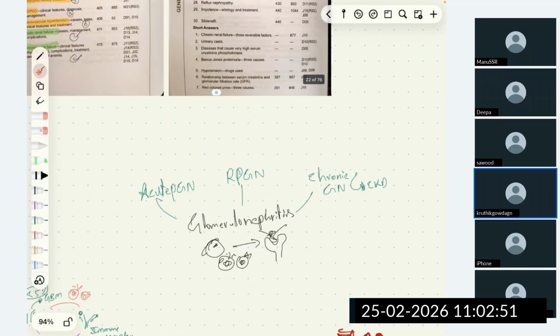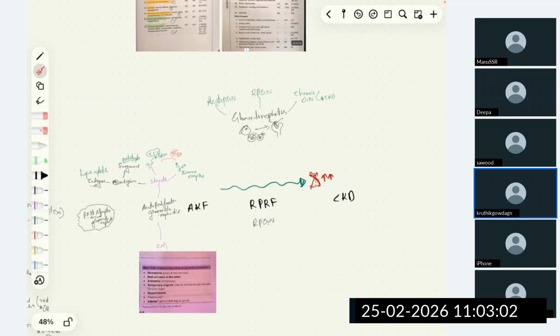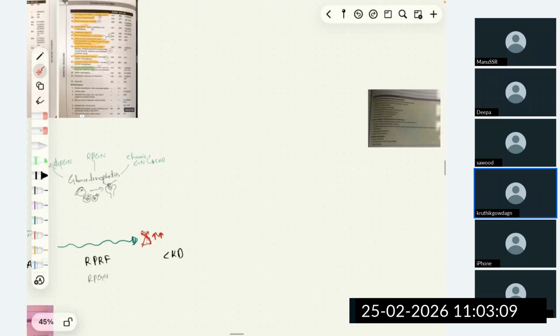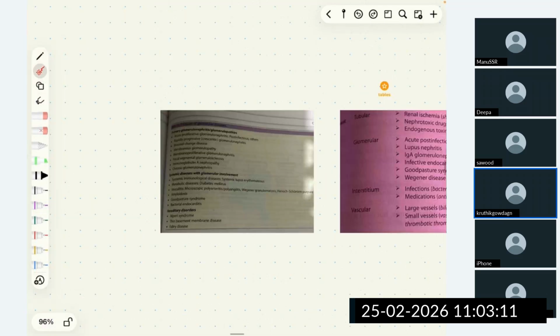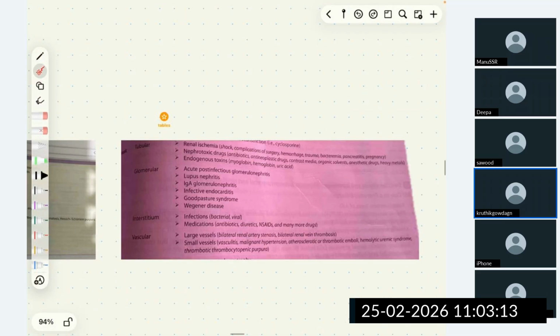We have acute proliferative glomerulonephritis. We have rapidly progressive glomerulonephritis. We have chronic glomerulonephritis. Now let's connect glomerulonephritis with acute kidney injury, chronic kidney injury, and rapidly progressive renal failure for ease of understanding. Yesterday, I discussed many causes of acute renal failure.